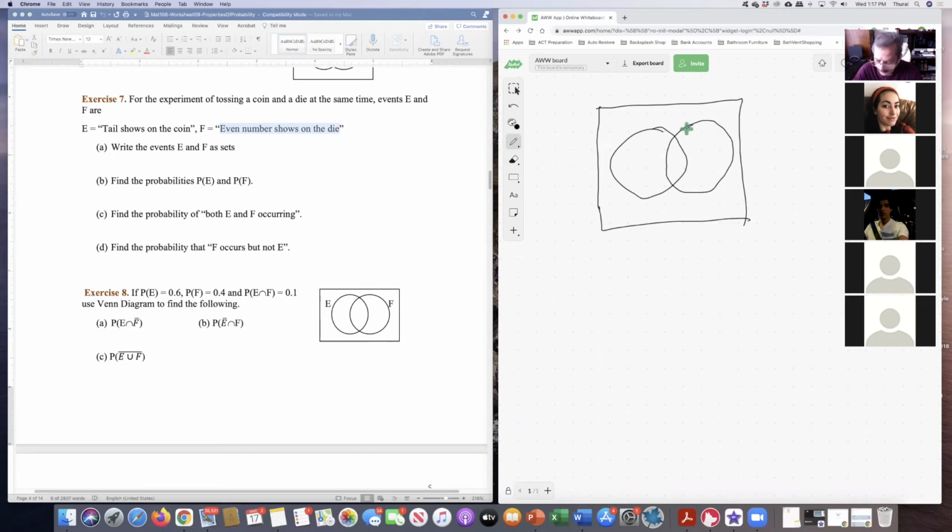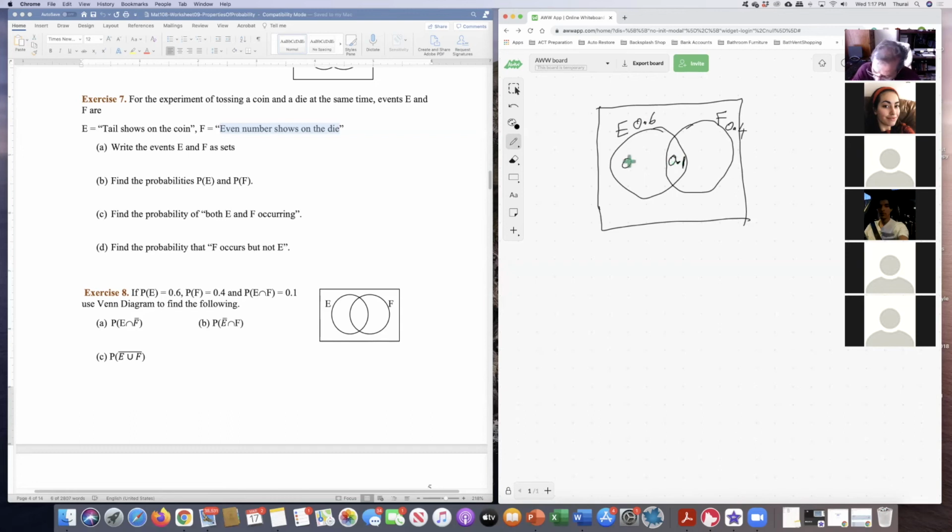And the left side is E, right side is F. And 0.6 for the E, I write that number outside. And 0.4 for the F. Okay. And where do I put the 0.1? In the intersecting part. Intersecting part is 0.1. So what is the probability for the left side of E that's not shared with that?